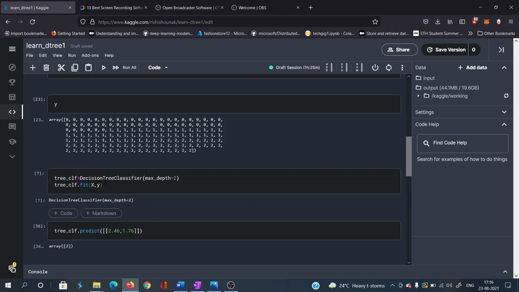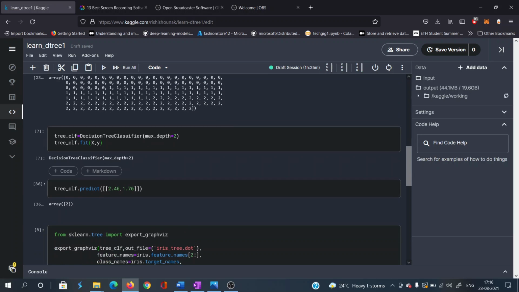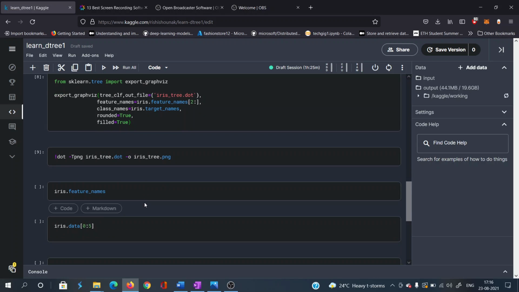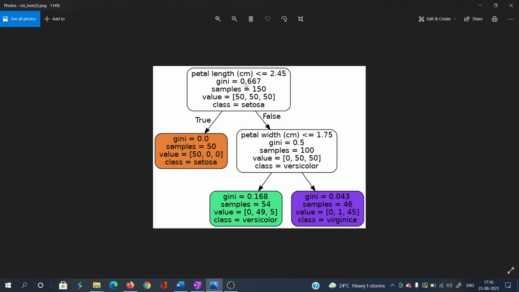This is the syntax of declaring the decision tree classifier object and taking the max depth equal to 2. We fit the decision tree with the dot fit command, and then this code cell saves the representation of the tree in a dot file, and the upcoming code cell converts the dot file to a png file. So the png file looks something like this.